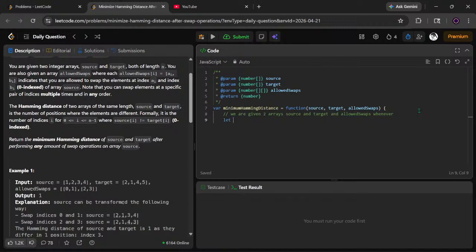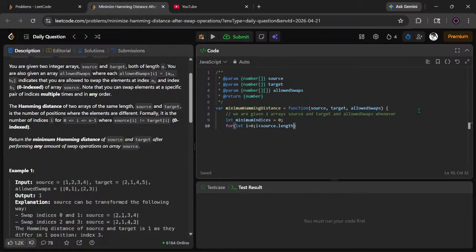Okay, let's maintain a minimum indices, maybe a simple variable, and run through the for loop. Whenever this thing is happening, then I think we need to calculate this thing.